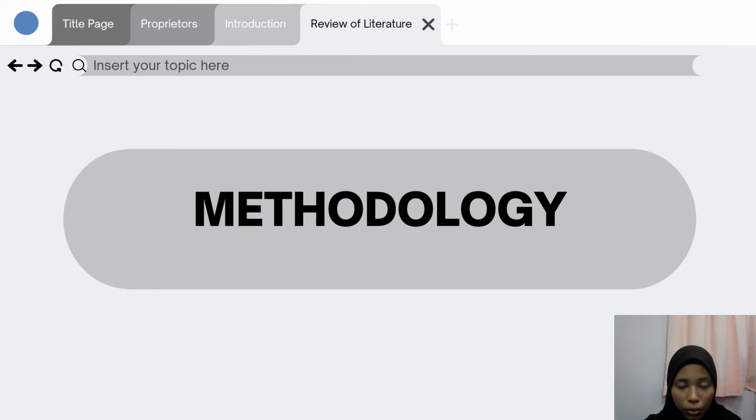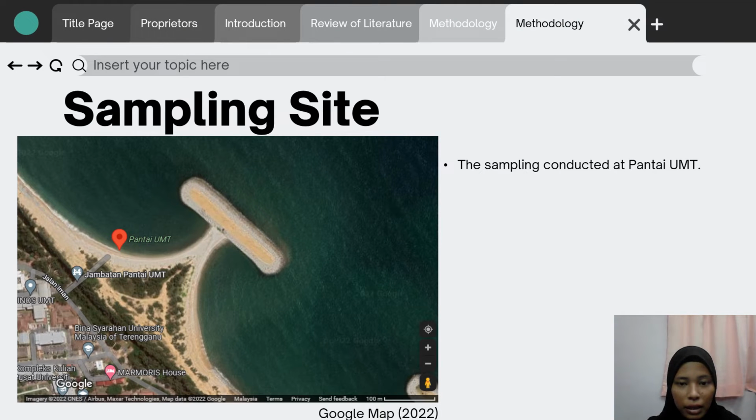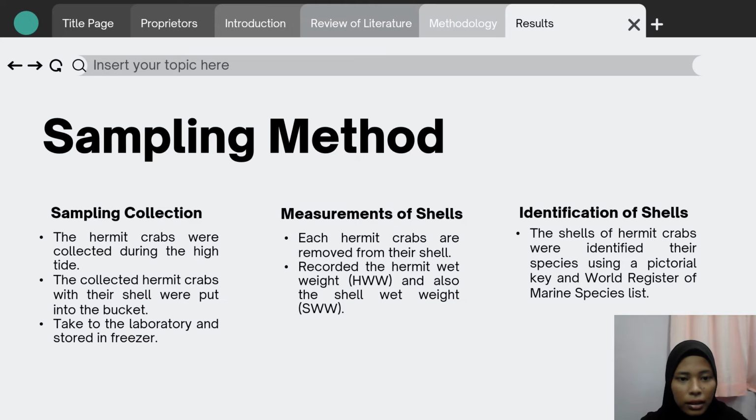Okay, then the methodology for the sampling site. The sampling will be conducted at Pantai BMT for the hermit crab shell selection. Then the sampling method.